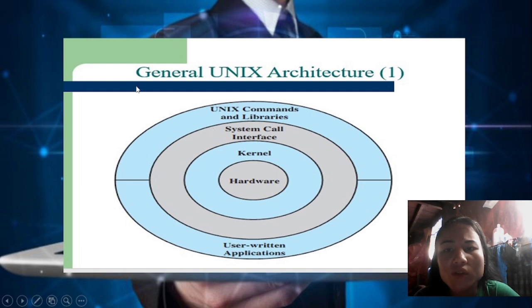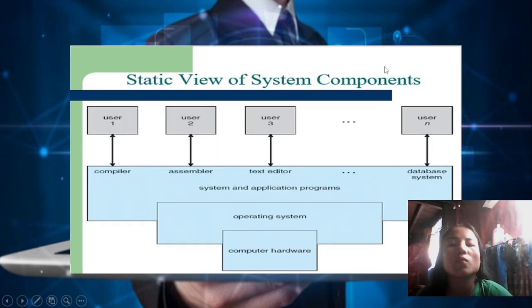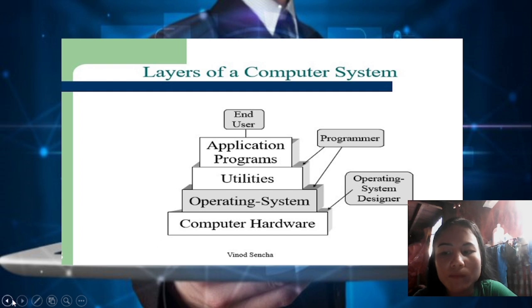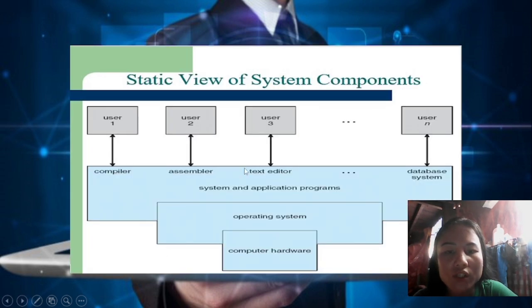Then the example of general UNIX architecture, which is this image: UNIX commands and libraries, system call interface, kernel, hardware, user-related applications. Static view of system components is an example in which the user connects with the compiler, assembler, text editor, databases, into system and application programs, operating system, computer hardware.